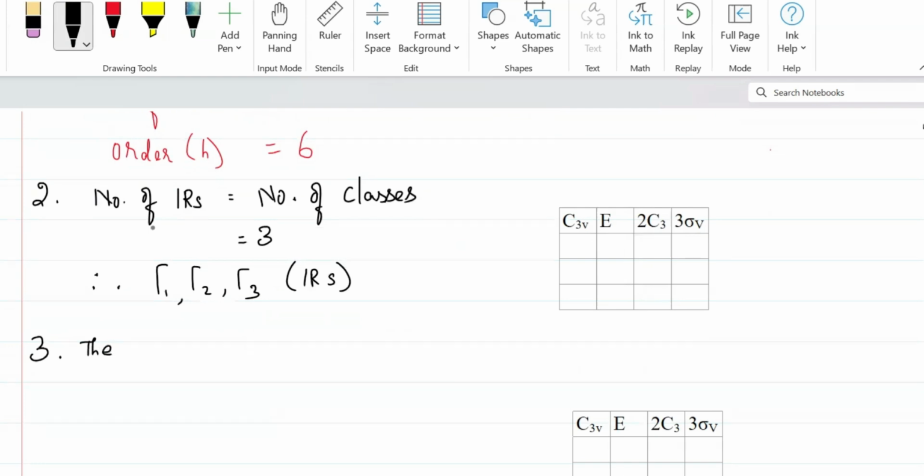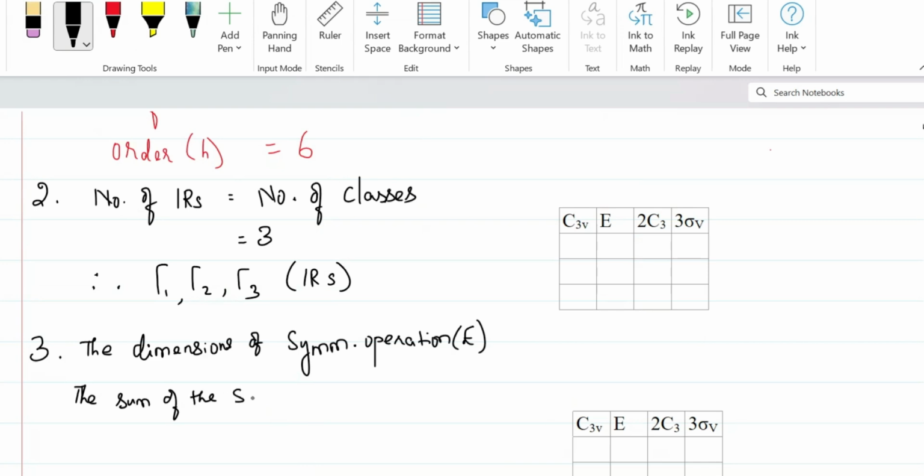We are going to evaluate the dimensions of the symmetry operation, that is E. Okay, so the dimensions of the irreducible representations are actually obtained from the characters of the symmetry operation E. Now here, the sum of the squares of the dimensions of symmetry operation E should be equal to what? The order of the group, that is h.